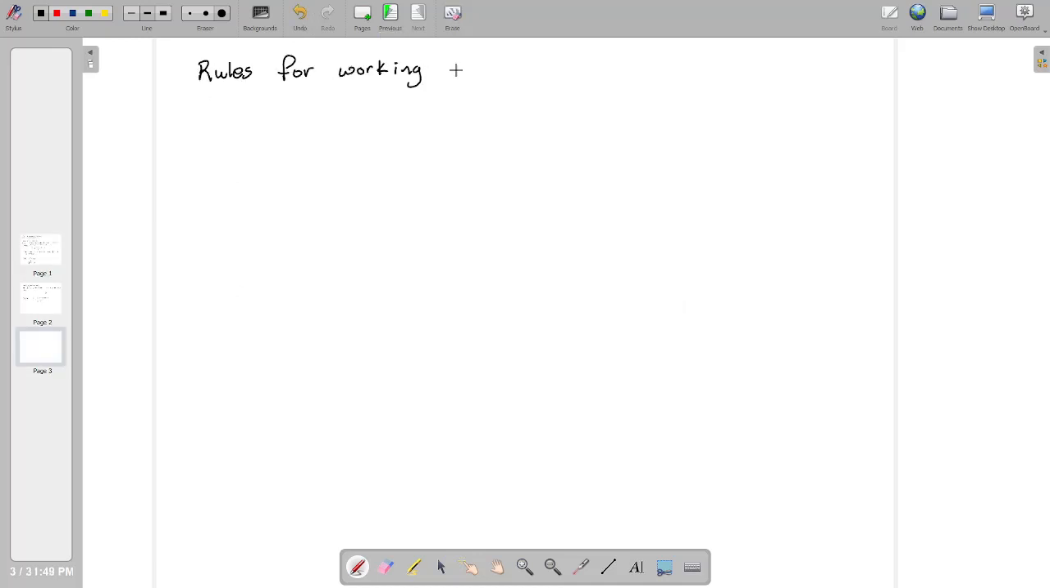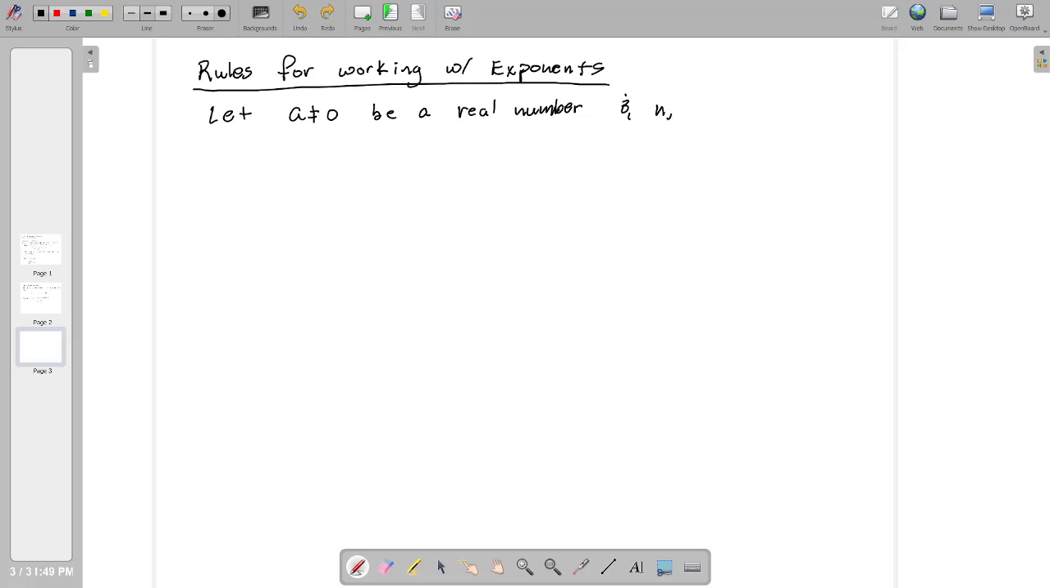Next, we're going to talk about the rules for exponents. Let a be a non-zero real number, and n and m be positive integers. We're going to talk about the laws of exponents here.